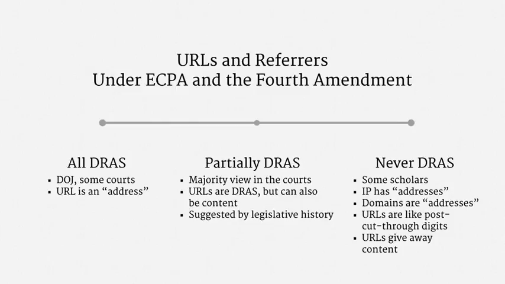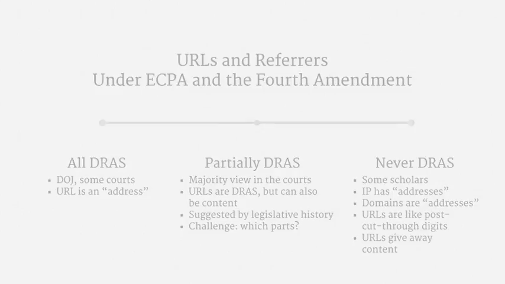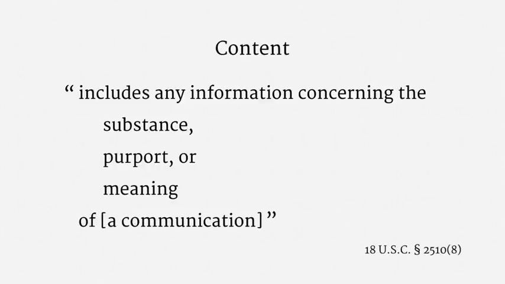The middle way poses a substantial challenge. It requires us to figure out which parts of a URL are DRAS and which parts are content. There is a definition of content in ECPA, I should note, but it's not very illuminating. In fact, a quick check of a thesaurus says substance, purport, and meaning are all just synonyms for content. So courts don't have much statutory guidance in this area. And the Supreme Court hasn't done much to clarify the meaning of content under the Fourth Amendment, either.